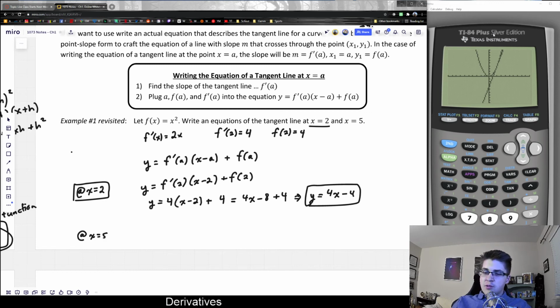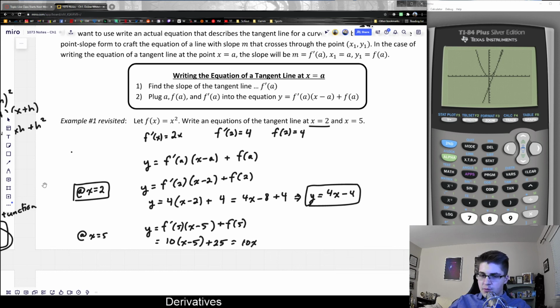So all I would do is I'd need to find, well, what is f prime of 5? And then it would be times x minus 5 plus f of 5. So f prime of 5 would be the derivative at 5. So that would be 2 times 5, which is 10. And then plus f of 5 would be plugging 5 into the original. The original is x squared. 5 squared is 25. So what I'm going to have is 10x.